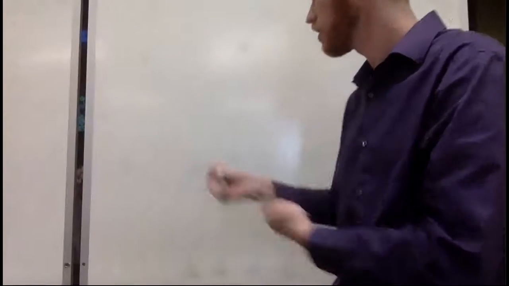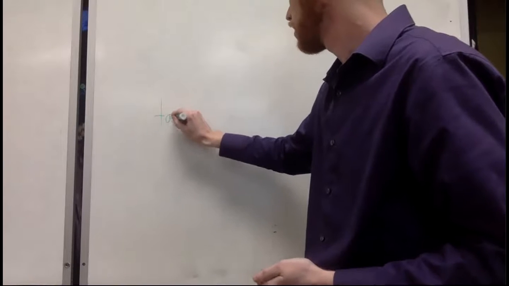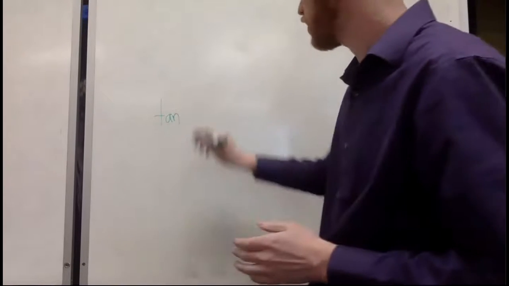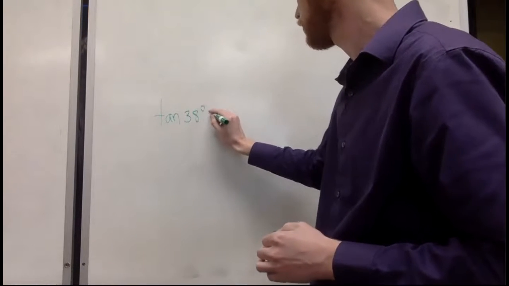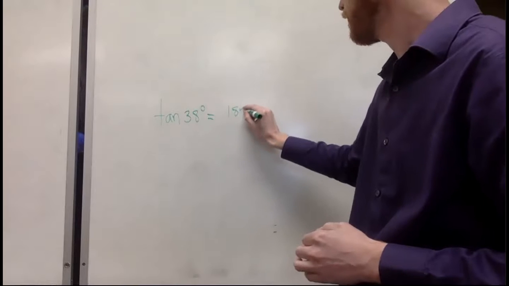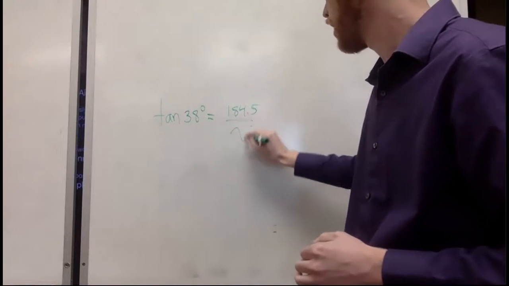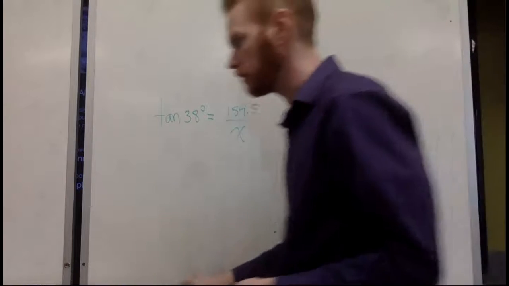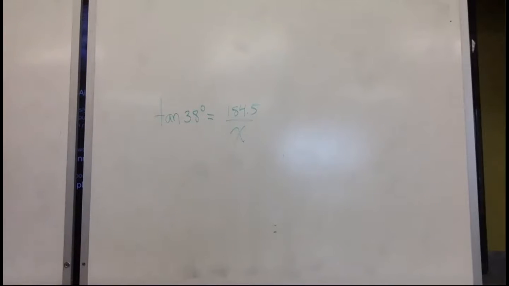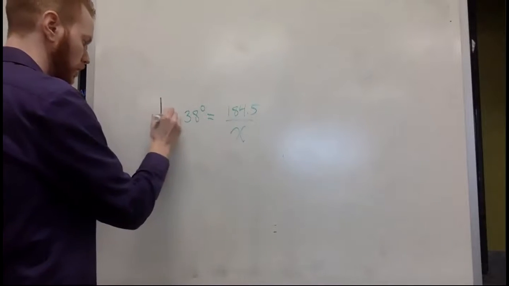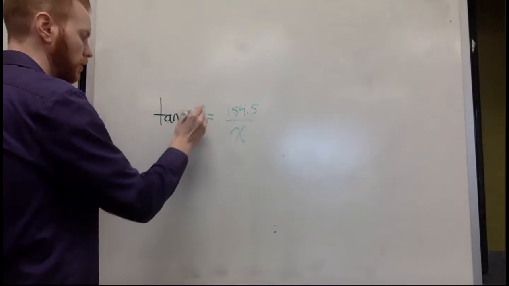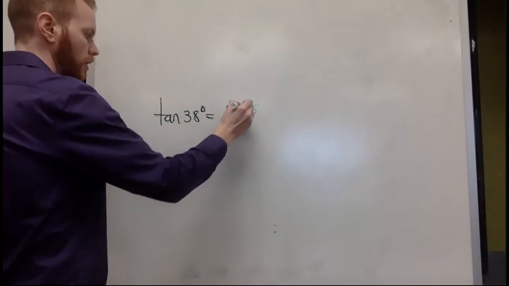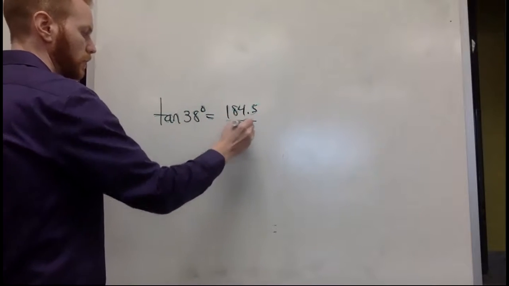So we're going to have tangent. The angle is 38 degrees, and that's going to equal 184.5 over x. I apologize, that is very light. Let me use a different color here so that you can see it a little bit better.